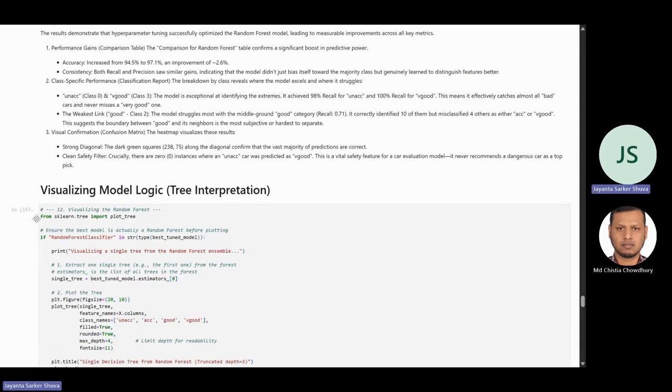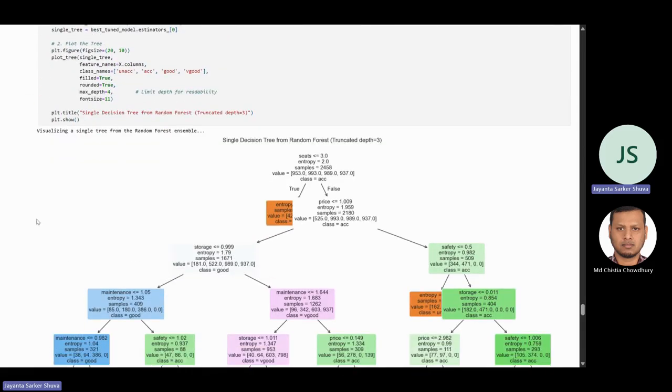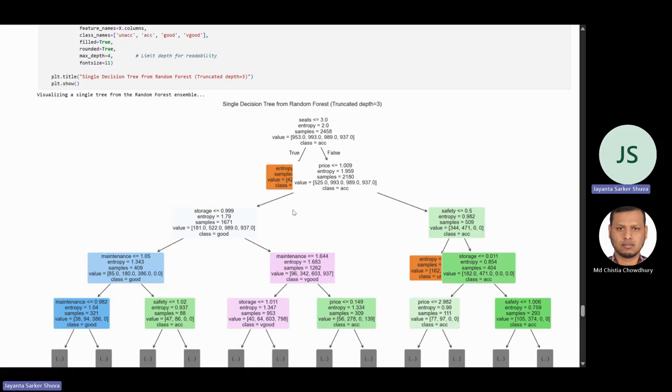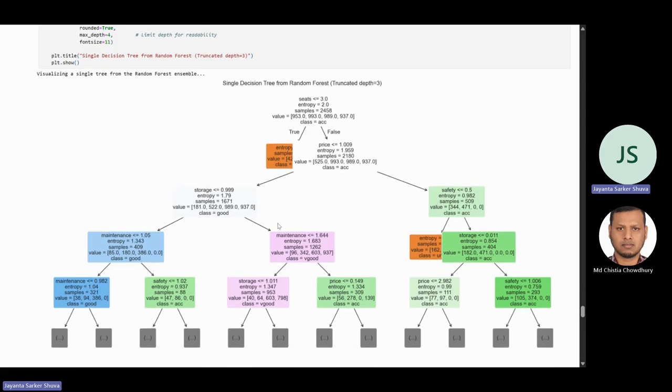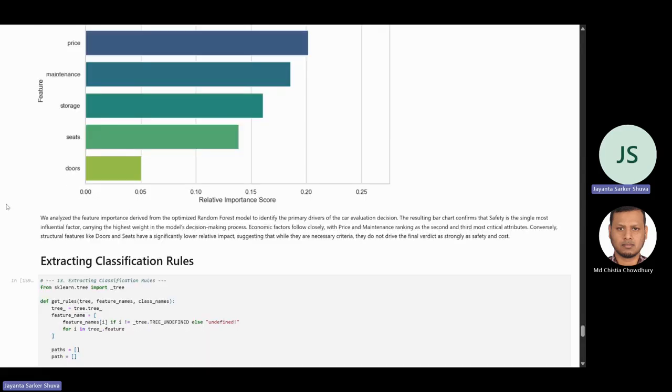So now let's understand the model. If we try to understand the model correctly, by plotting this model we can see the root node immediately splits based on safety and capacity. That confirms that before the model even cares about the pricing and maintenance cost, it essentially asks, is it safe, or can it fit people? Now if we see the feature importance, we can see safety is the most important feature to predict the decision.